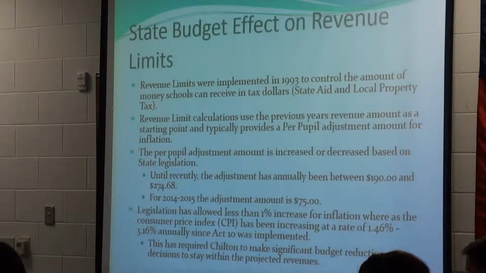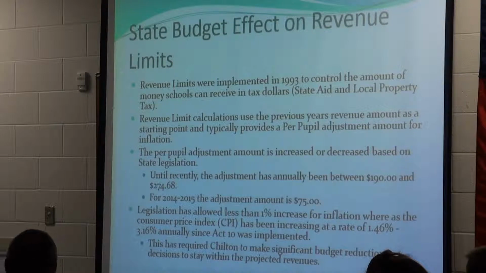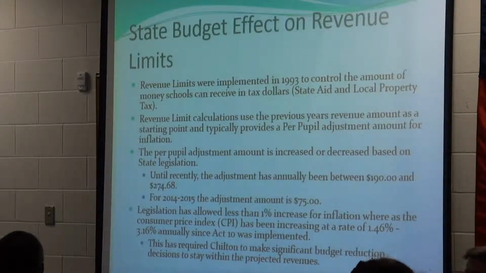The per pupil adjustment amount is increased or decreased based on state legislation, and until recently, those adjustments were annually between $190 and $275. For the 14-15 year, that adjustment amount is $75. Legislation has allowed a 1% increase for inflation, whereas the consumer price index has been increasing at a rate of 1.5% to over 3% since Act 10 has been implemented. This has required this school district to make some significant budget reduction decisions to stay within our projected revenues.